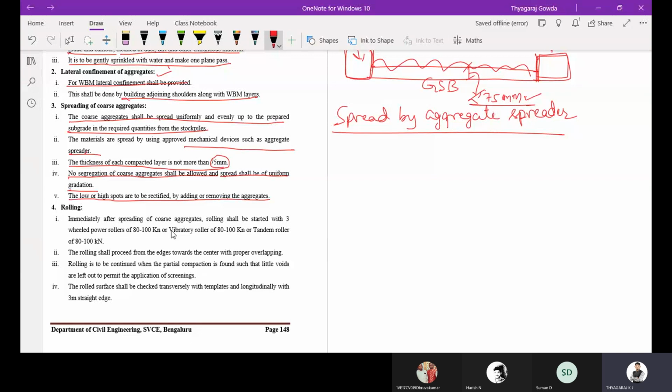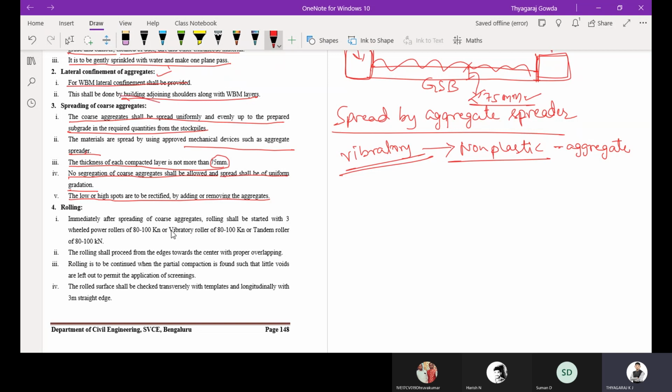I told you, we will be using a vibratory roller. Why? Because vibratory rollers are used to roll non-plastic material, non-plastic material like aggregates. So aggregates are non-plastic material, so we will be using the vibratory roller for compaction.